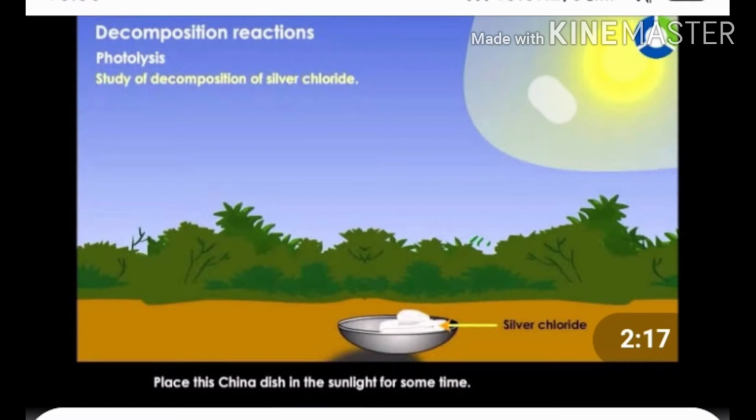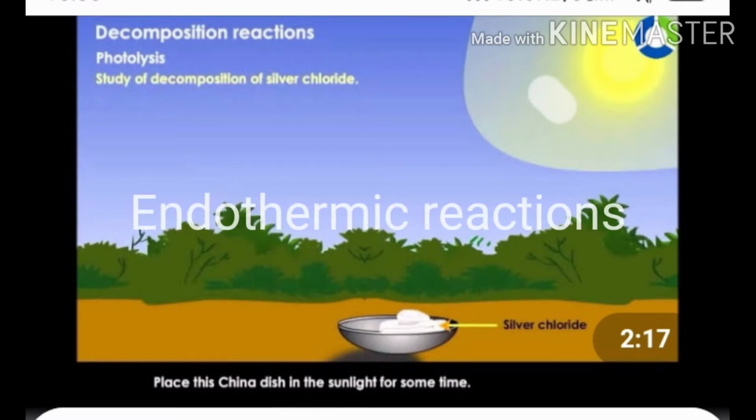In decomposition reactions, energy is used in the form of heat, electricity, and light. Hence, decomposition reactions are also called endothermic reactions.